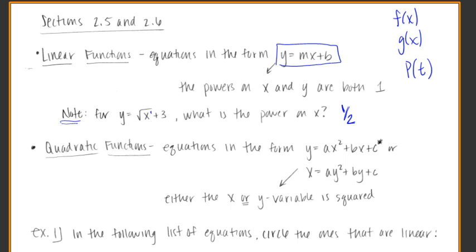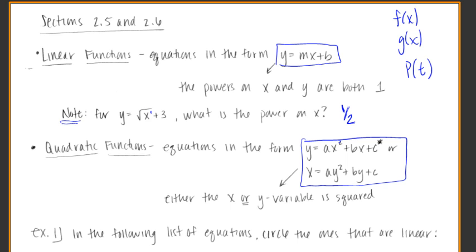The other type of function we're going to look at in this last bit of chapter 2 is the quadratic function. Specifically, for quadratic, if you have it in the form y equals ax squared plus bx plus c, then you have at least an x squared term in there. Or the other way around, if it's x equals, then you have at least a y squared term. So either x or y is squared, but not both. If both are squared, you actually have a circle. So if only x is squared or only y is squared, then you have a quadratic equation.